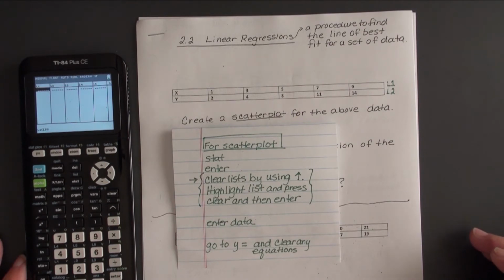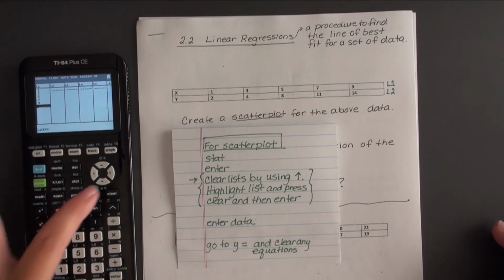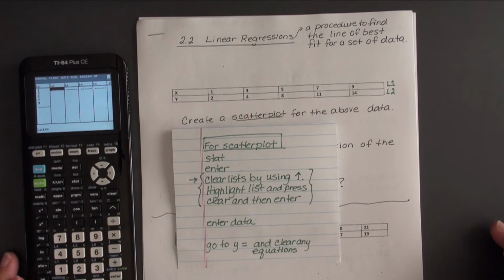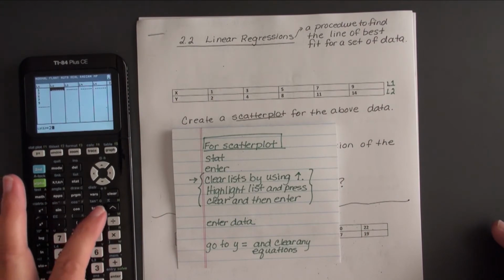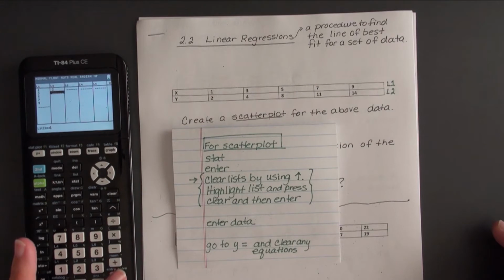Now I'm going to go in and I'm going to enter my data. So I'll enter list 1 first. 1, enter, 3, enter, 5, enter, 7, enter, 9, enter. Now use your right arrow to go over to list 2. 2, enter, 4, enter, 8, enter, 11, enter, 14, enter. Now I want you to do this with me, so if I get ahead of you, stop the video and enter your data in.